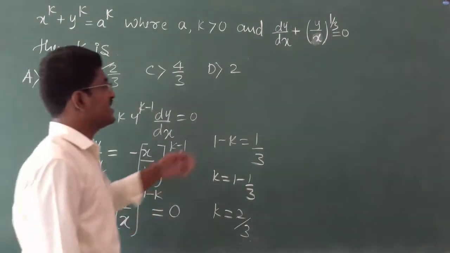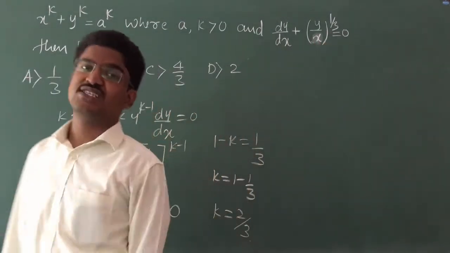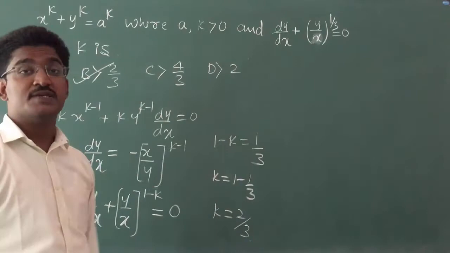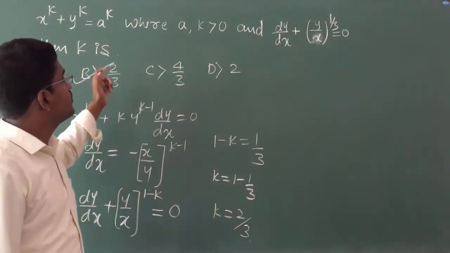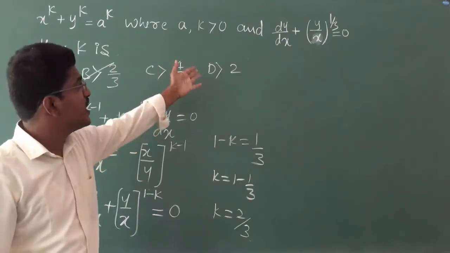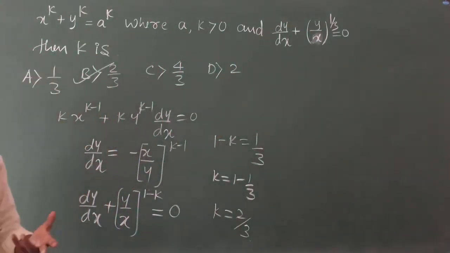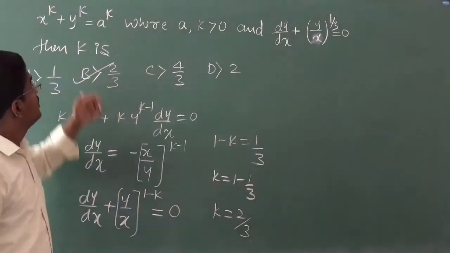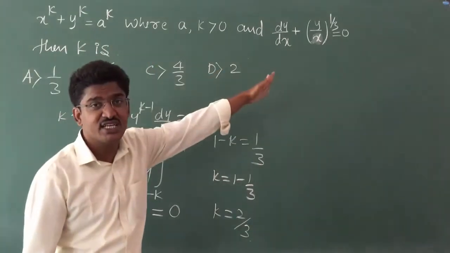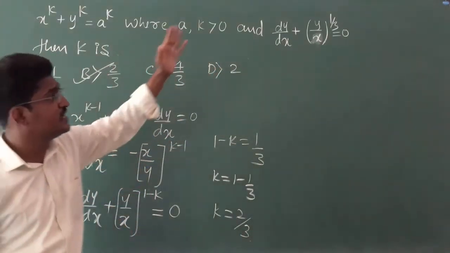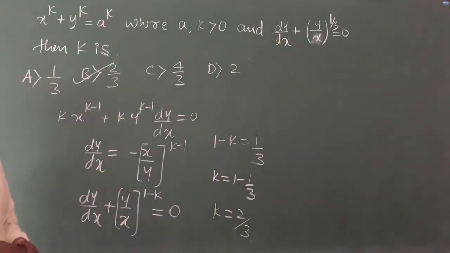Clear? So a simple correction: in that question, here it is x, not 3. That was y by x. I had written it as 3. That was a simple mistake, no problem. So x to the power of k plus y to the power of k equal to a to the power of k, where a and k are greater than 0, and dy by dx plus y by x whole to the power of 1 by 3 equal to 0, then k is, I think you got my solution. You differentiate this, simplify, relate with that. In the place of 1 minus k, there you have 1 by 3. You simplify that, you are going to have k equal to 2 by 3.